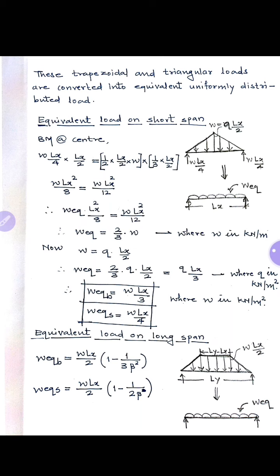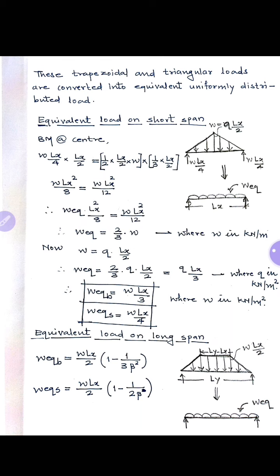So we now have W equivalent equals, in simple, Q into Lx by 3, where Q is in kilonewton per meter square. But if I write Q in terms of W, W equivalent for bending equals W into Lx by 3. W is the actual load on the beam from slab, which we have to consider, where W is the load on slab in kilonewton per meter square.